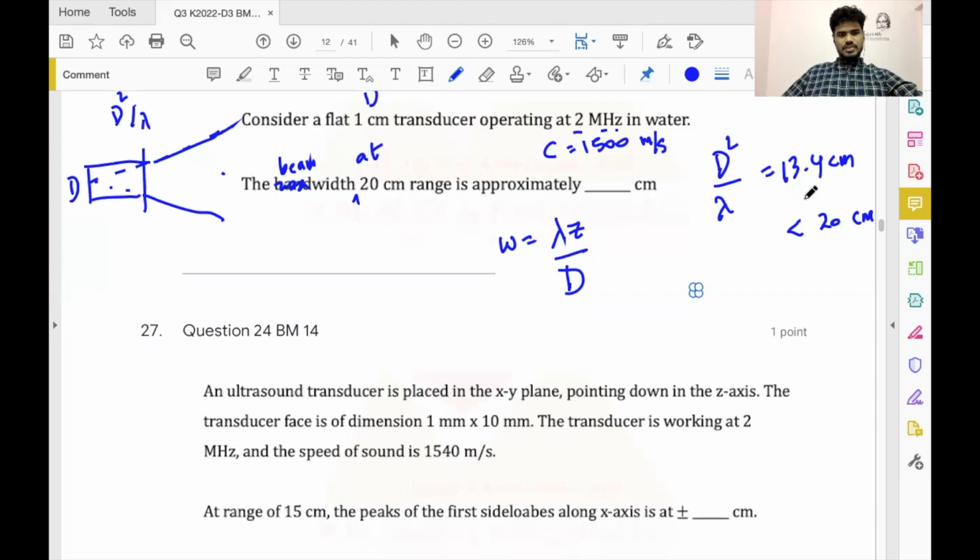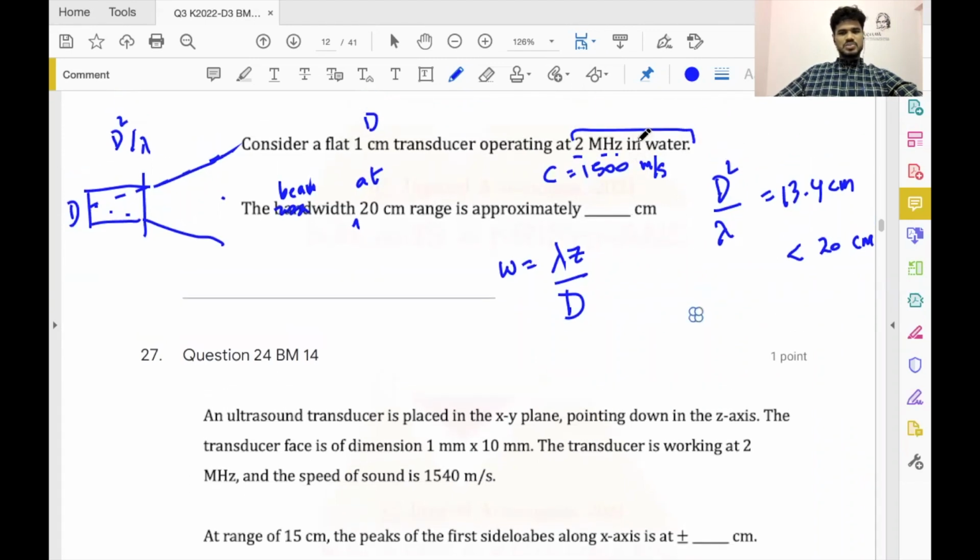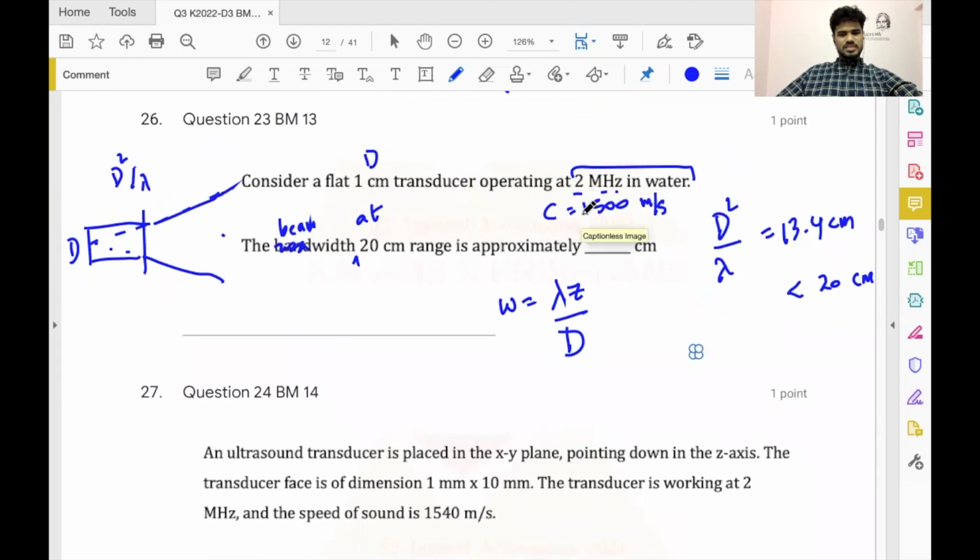Hello, sir. Yes. Sir, why is C equal to 1500 meters per second? Because with 2 megahertz, we are referring to ultrasound. Sir, in water, I think it's 1484 meters per second, approximately. If it is exactly given as 1484, take that value. If it is not given, approximately 1500 in water and tissue. Okay, sir. Even if I use that, the answers are not going to differ by a lot. You'll be nearby.